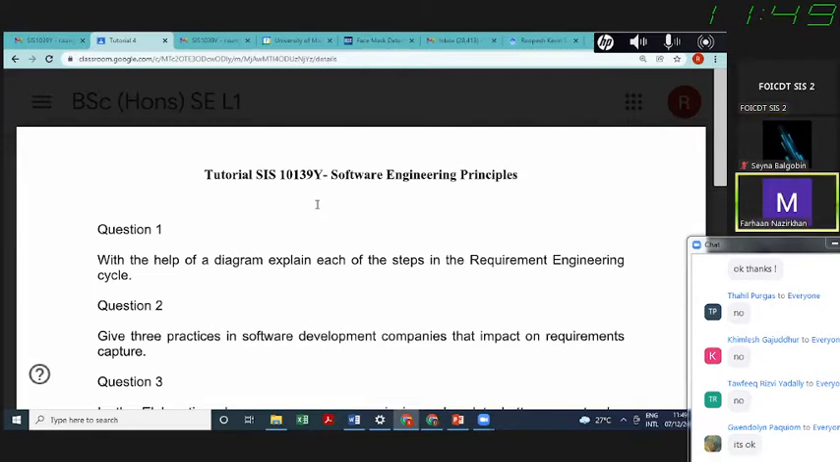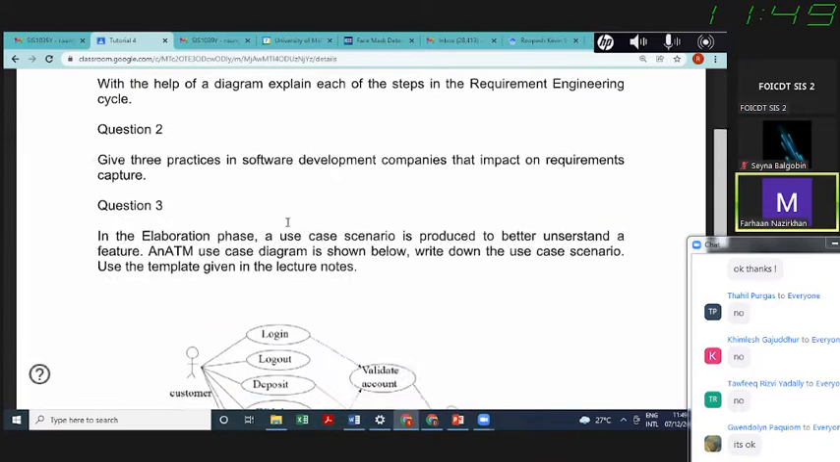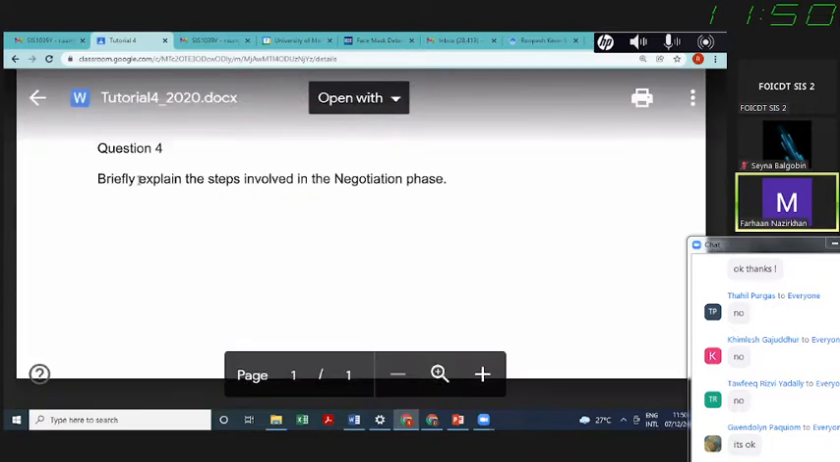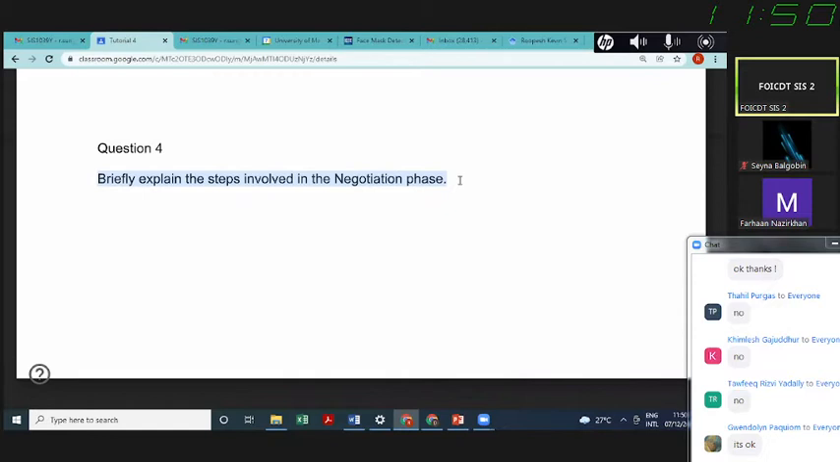Sir, for the last question, what can be the amount of marks associated with it? For example, it can be like 4 marks.